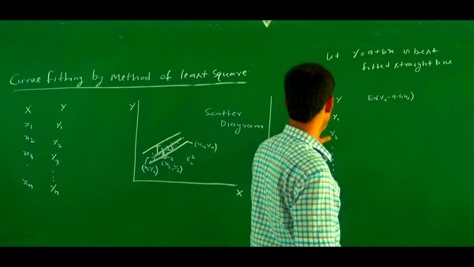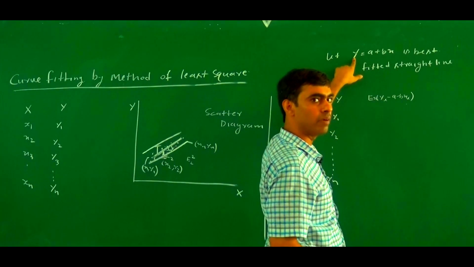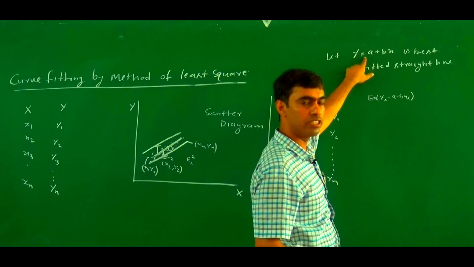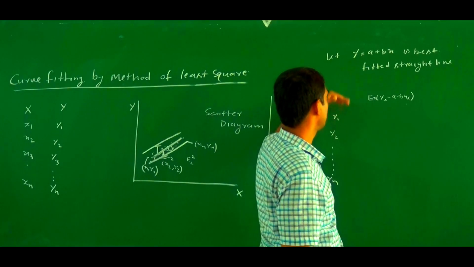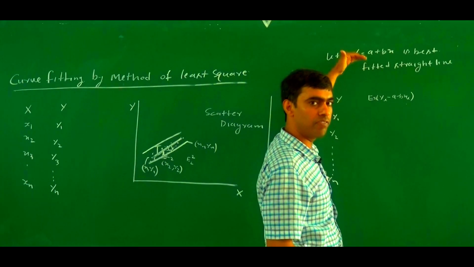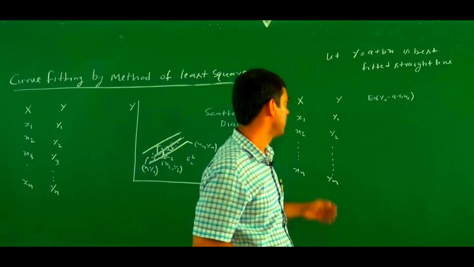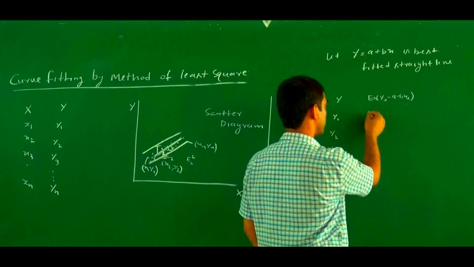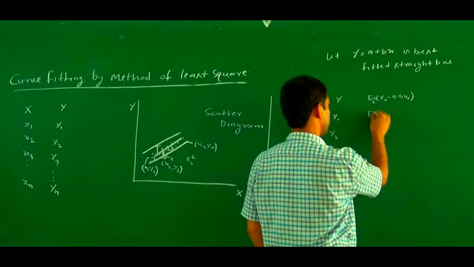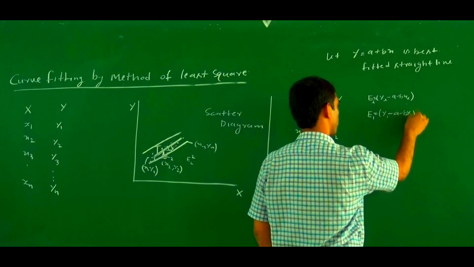For the values x1, y1, here we put x equal to x1 and y equal to y1. If this point lies on the straight line, then the difference is 0. If this point lies above this straight line, then there is a positive difference. If this point lies below the straight line, then the difference is negative. So here we denote this by e1. Here this one is ei. e1 equals y1 minus a minus bx1.